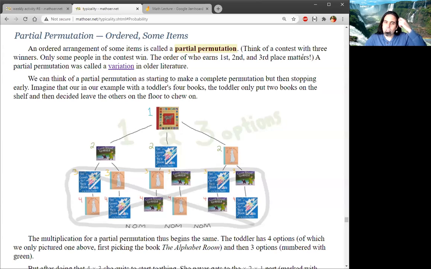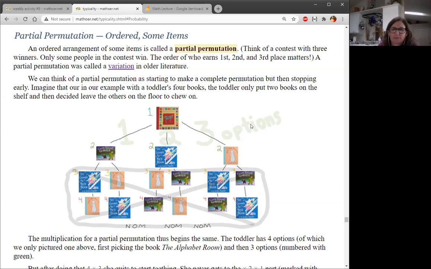A partial permutation was called a variation in older literature. You don't need to know that, but it might be that some website or book you look at uses the word variation. They mean this. So we can think of a partial permutation as starting to make a complete permutation, but then we stop early. Imagine that the toddler put the alphabet room on the bookshelf and then good night, gorilla, and then decided enough of that, she wants to chew on the other 2 books. So we're just putting a few on and then stopping early.